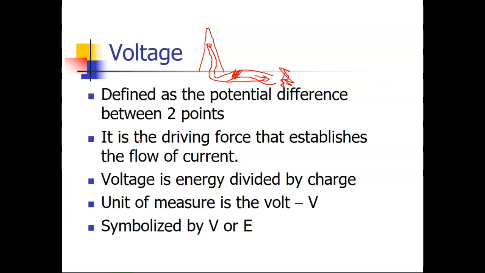So voltage is the driving force that establishes the flow of current. In other words, if I don't have some sort of push to move my water from the top of the mountain down to the ocean, I'm not going to have any flow, right? It's all going to sit and stagnate right there where it's at until something comes along and gives it a push. Does that make sense?